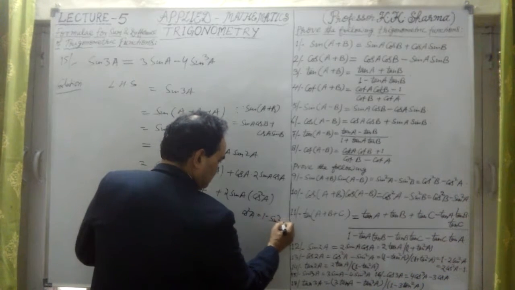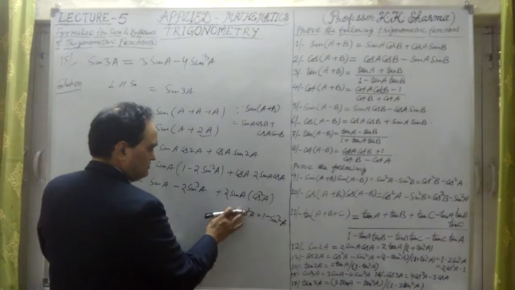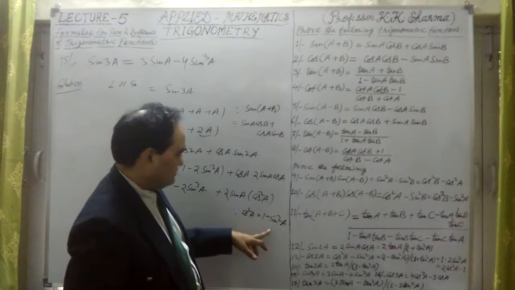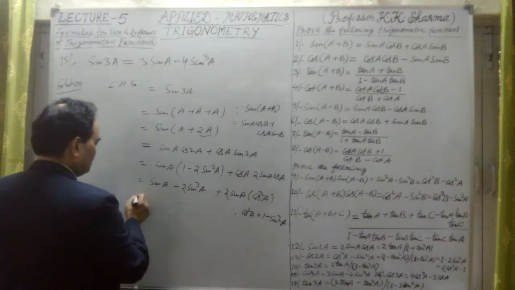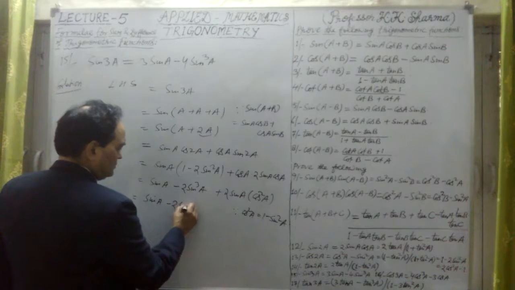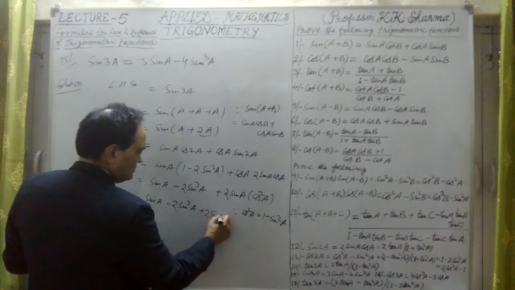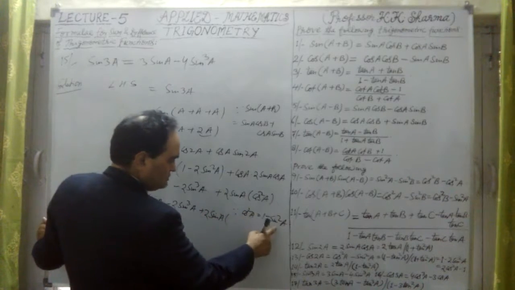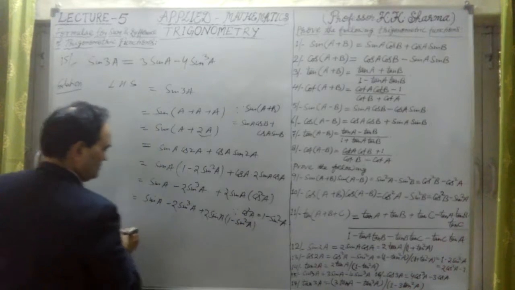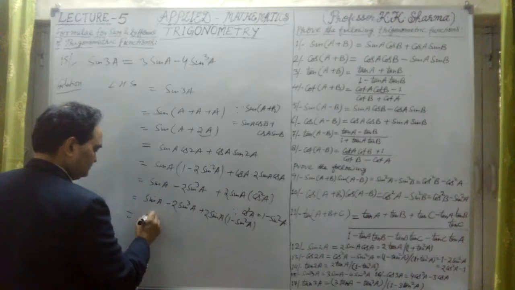This is from the basic first formula. Since this value is there, we have to substitute cos square A in terms of sin A. Let me substitute that. This is sin A minus 2 sin cube A plus 2 sin A into cos square A, which is 1 minus sin square A. Now let me convert this whole expression and solve it further.